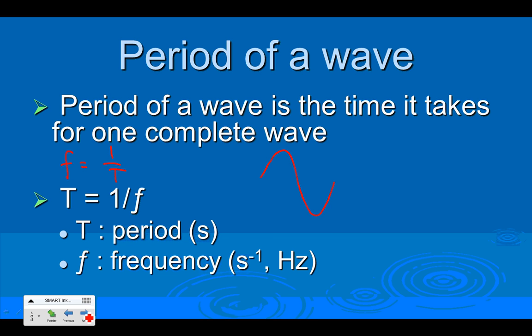Period is a time, so it's given in seconds. Frequency is the inverse of that, so it's seconds inverse. We also use the unit of hertz to represent frequency. If you've ever bought a computer or looked at the specifications on a computer, the processors work at 3 gigahertz. That means they're performing 3 billion calculations every second. They're cycling 3 billion times in a second.